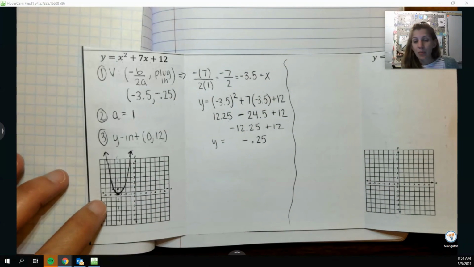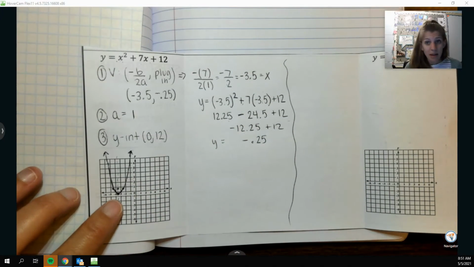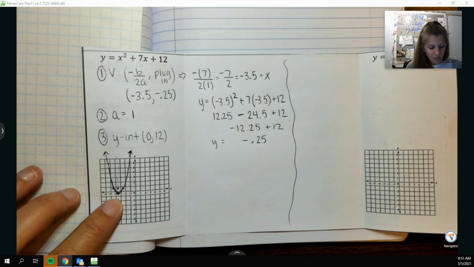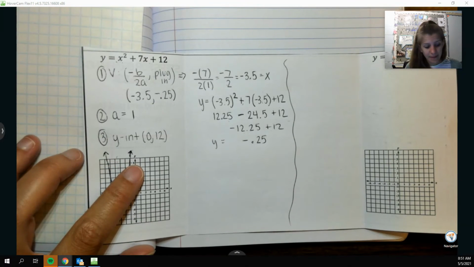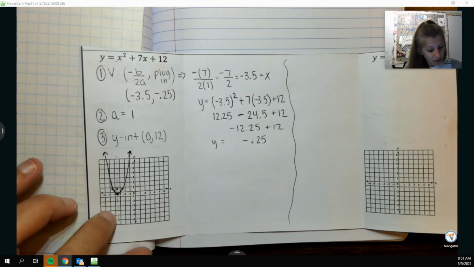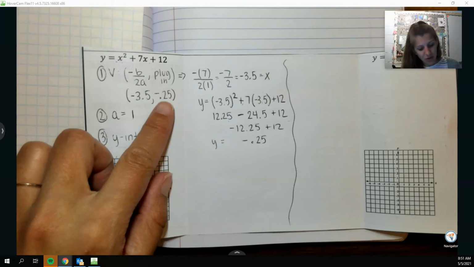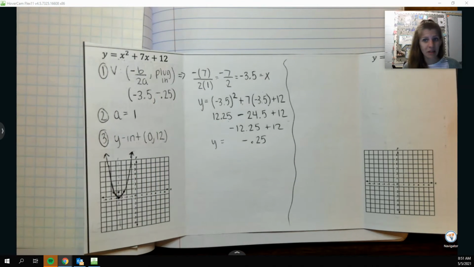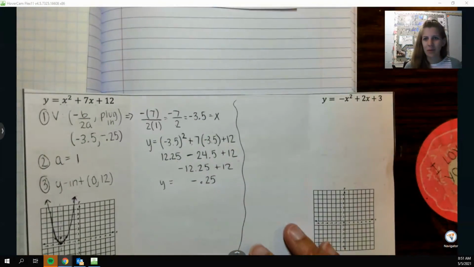You got a cute little parabola that has a minimum value, is pointing up, has a domain of all real numbers and a range of y is greater than or equal to negative 0.25. Ugh. Okay, let's just move on to the next one. Maybe it'll be better.